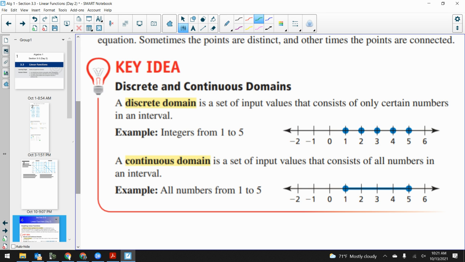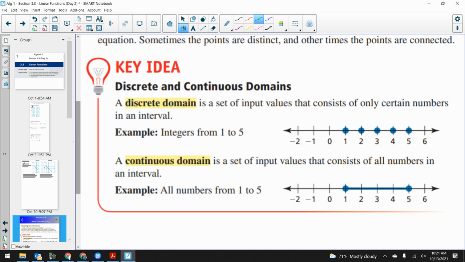So, let's think about real-life examples of that. Well, for our discrete domain, we talked about number of apples, number of tickets. You can't go to the store and buy 1.5 apples. You can't buy 1.5 tickets to something. You can only have whole numbers, certain values, only discrete values.